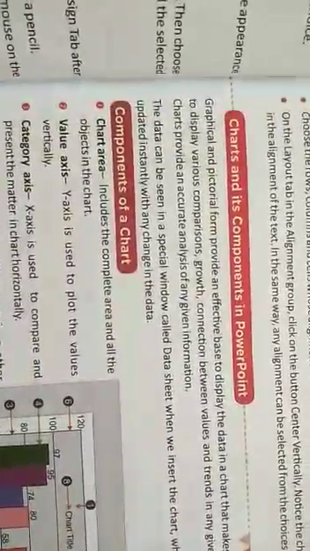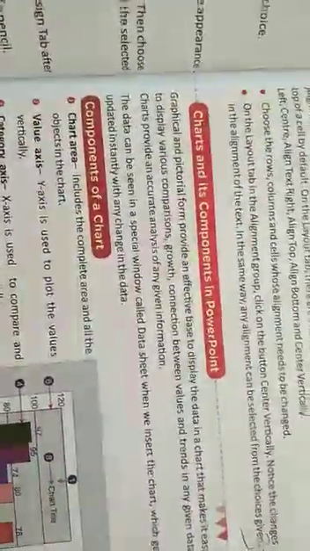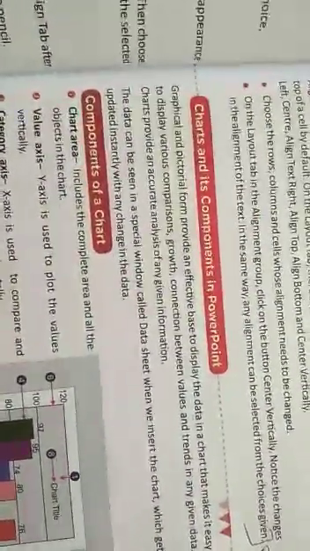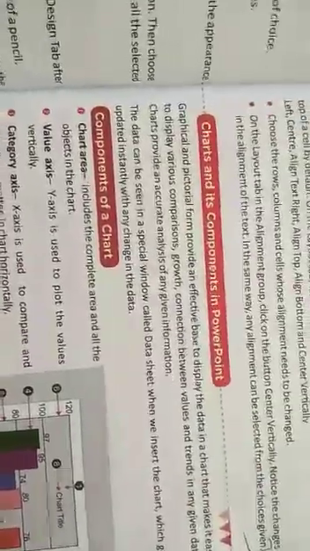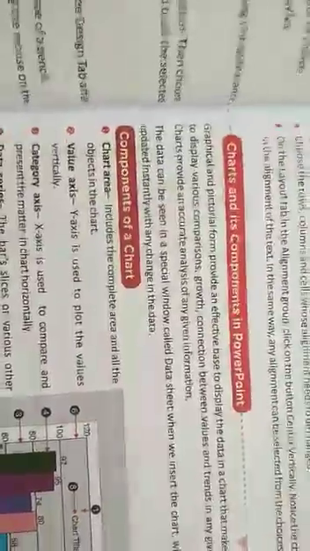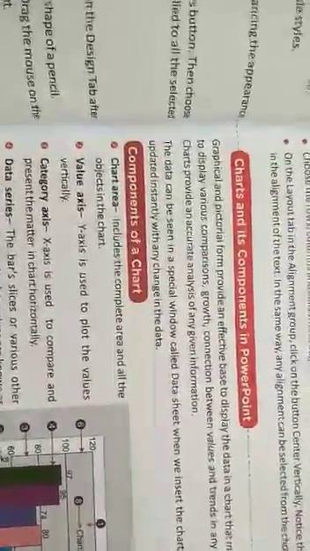The data can be seen in a special window called data sheet when we insert the chart, which gets updated instantly. Once you have created the chart and you make any change in the data, then the corresponding chart will get automatically updated. Now, what are the components of the chart?